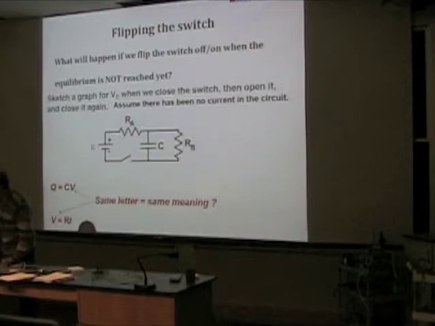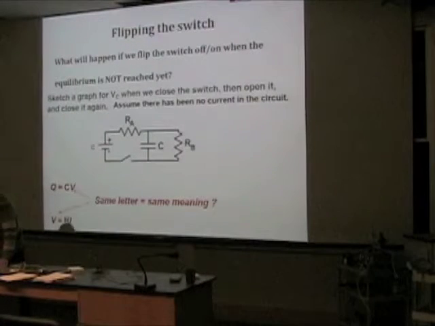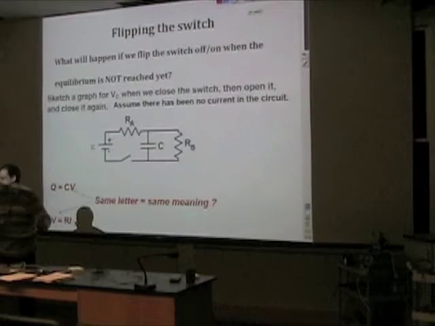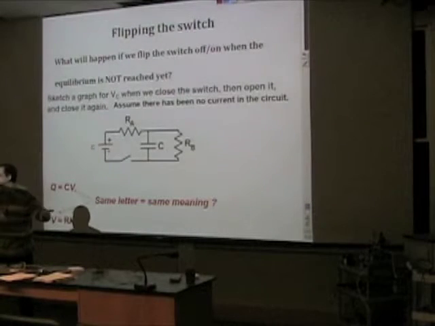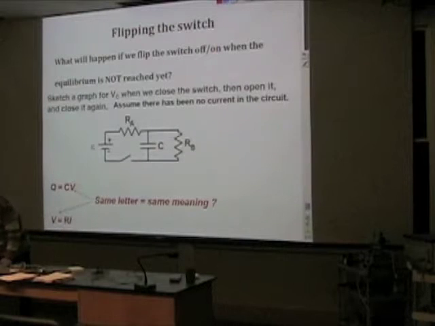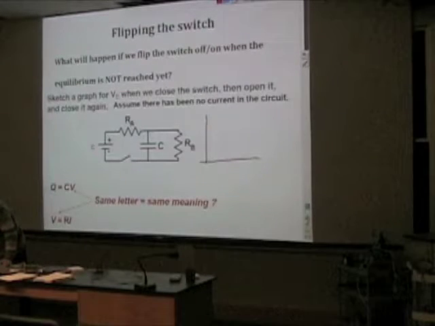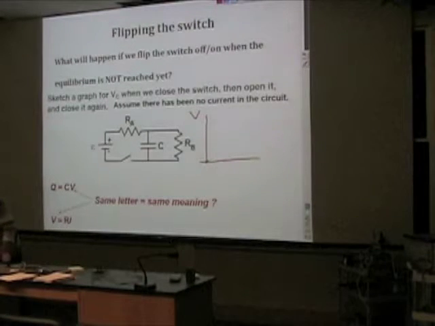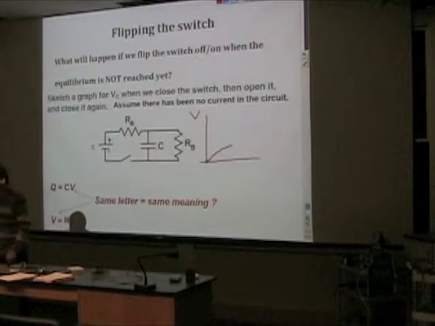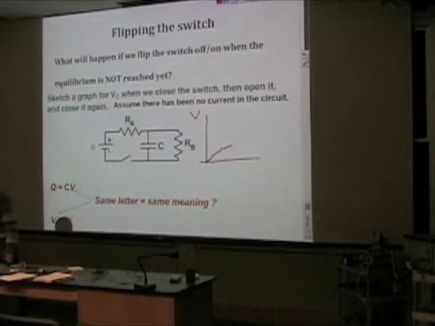So, what's going to be happening? Let's just say that there is no current initially anywhere, and the capacitor has been discharged completely. So in that case, of course, we know that the voltage across the capacitor starts from 0. If I close the switch, the voltage should go up. And eventually, this voltage reaches the voltage across this resistor because they are in parallel.